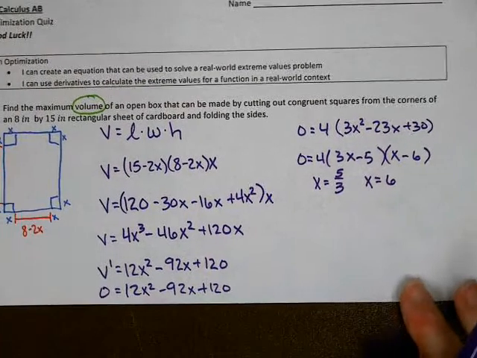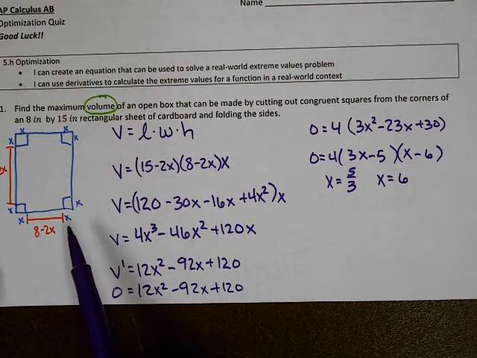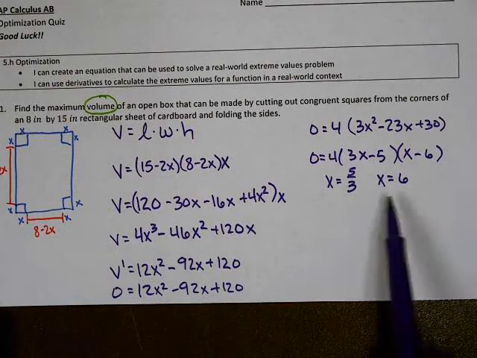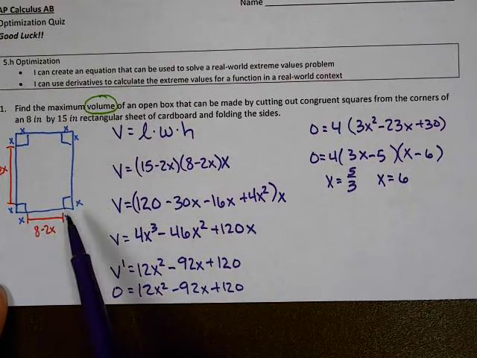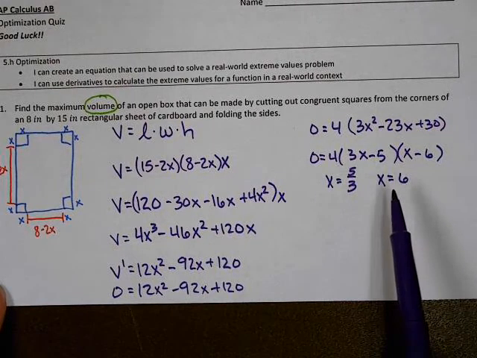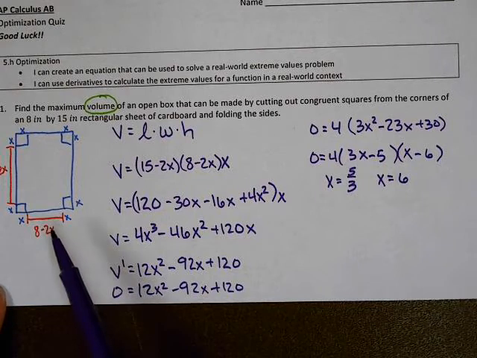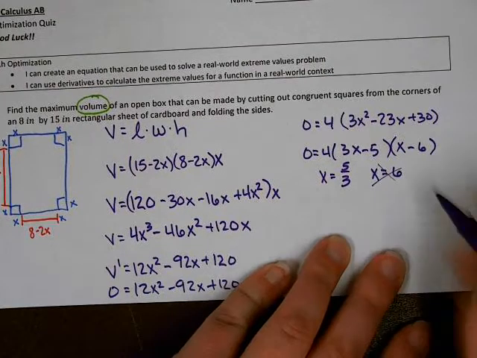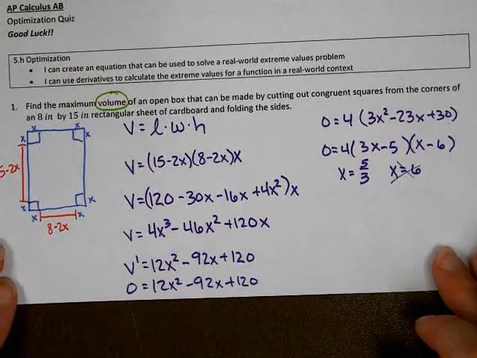But we have to think about what we're doing. So if I'm cutting these squares that are this length of x, I have to think about if these make sense. So this side here was only 8 inches to begin with. If I cut squares of 6 inches off of each side, that's going to give me a negative length here, which means this isn't going to work. This is too long. But the 5/3 will end up working out.